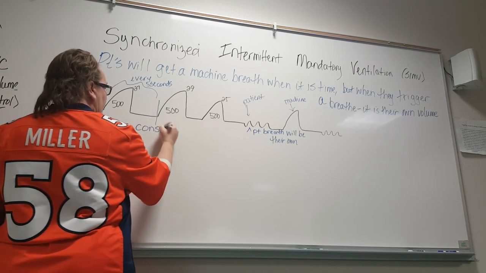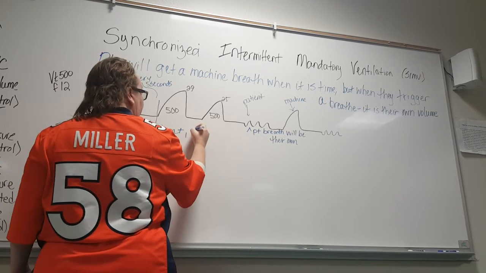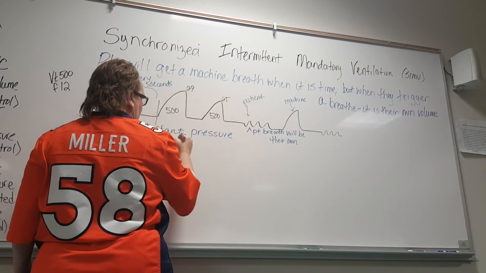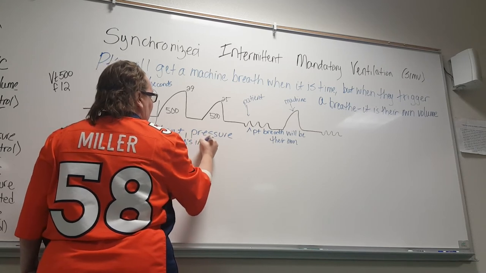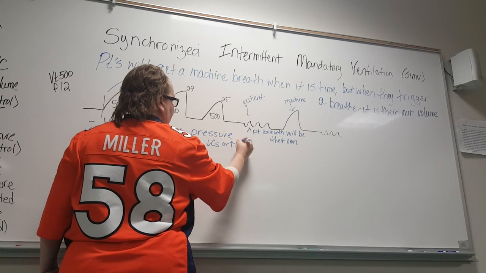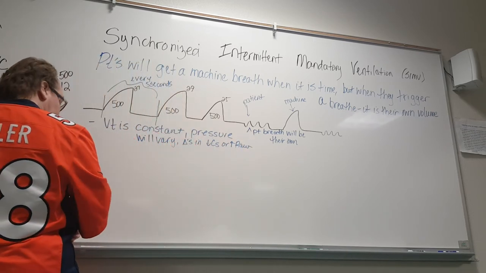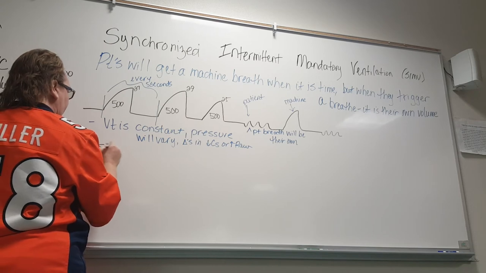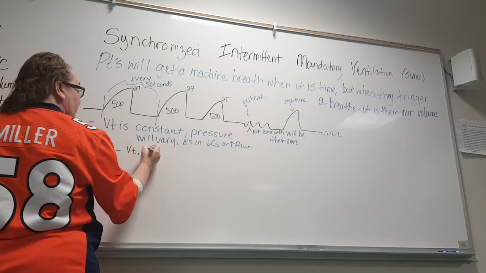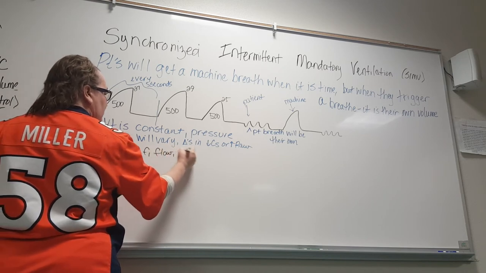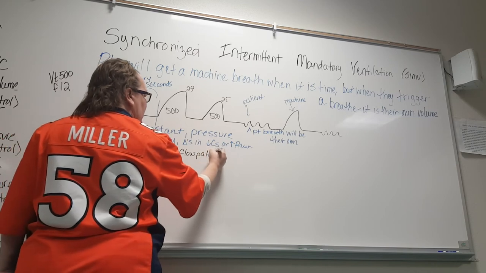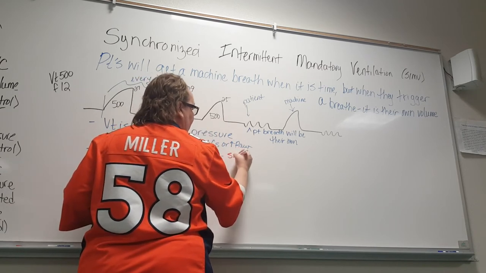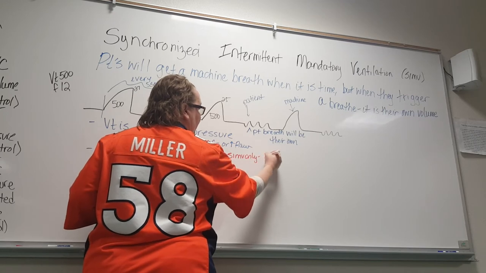I'm going to write it just to help you guys out if you're taking pictures or whatever. Tidal volume is constant, pressure will vary when there's changes with a decrease in compliance or an increase in resistance. So that's the same. We can set the same things: tidal volume, frequency, flow, flow pattern. But the one thing that's different that we can set specific to SIMV is pressure support. And then in SIMV only, we can add PSV or pressure support.